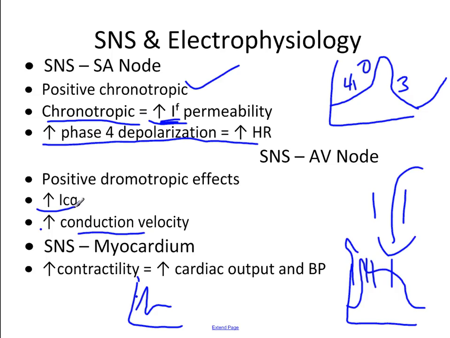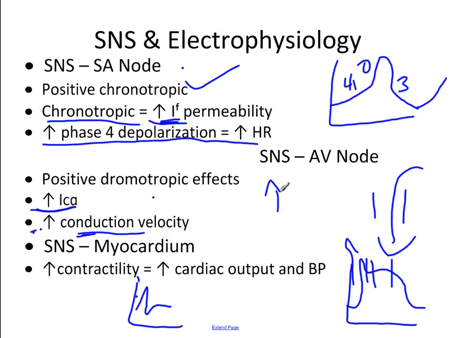Now, if we increase the AV node's permeability to calcium, that means the AV node is going to depolarize at a much more rapid rate, and that's going to increase the conduction velocity from the atria down to the ventricles. So the ventricles are going to pump more quickly. When the SA node and the AV node are both firing at a more rapid rate, obviously the ventricles are also going to fire at a more rapid rate, because remember your concept of overdrive suppression. The bundles and the Purkinje fibers fire at much slower rates than these two. So all in all, heart rate will go up.